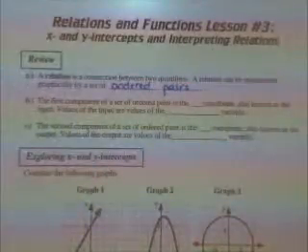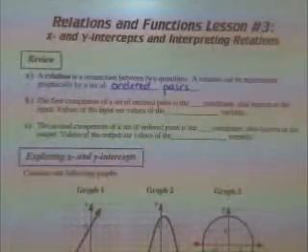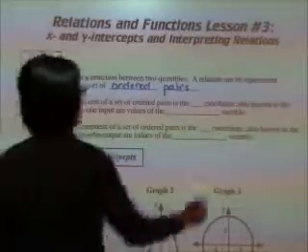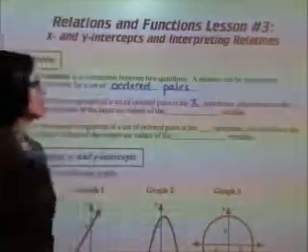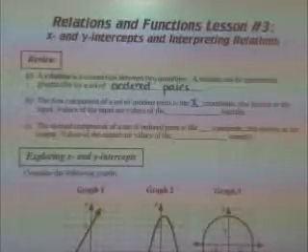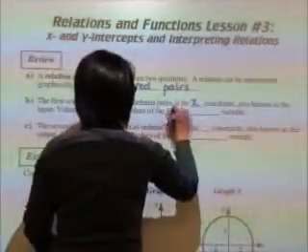The first component in an ordered pair is what? The x-coordinate, which is called the input. And the values of the input are which variable? The independent variable. Thank you, Jonathan.